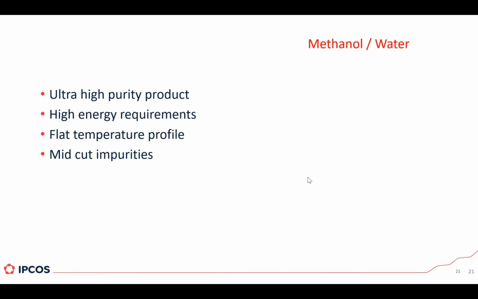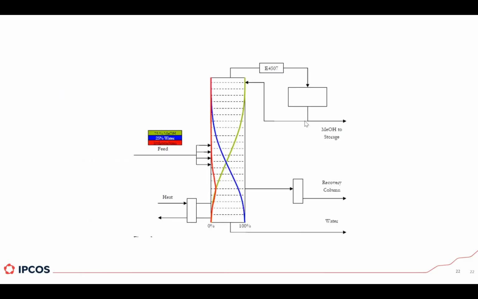And on top of that, this methanol is produced with syngas. So the conversion is not perfect to methanol. There are some impurities, mostly ethanol and some higher alcohols that you need to get rid of. So you have a mid-cut impurities. This is a schematic of the column. You feed your mixture of methanol, water, and some other hydrocarbons, as I said, mostly ethanol and propanol and stuff like that. And you need to separate it.